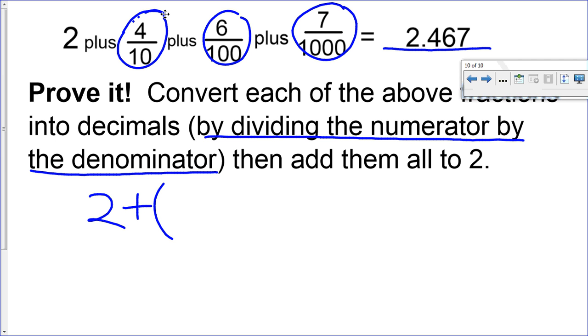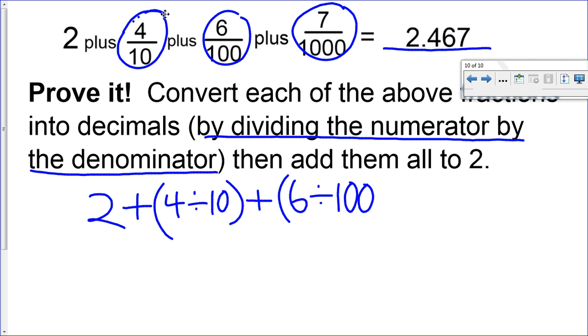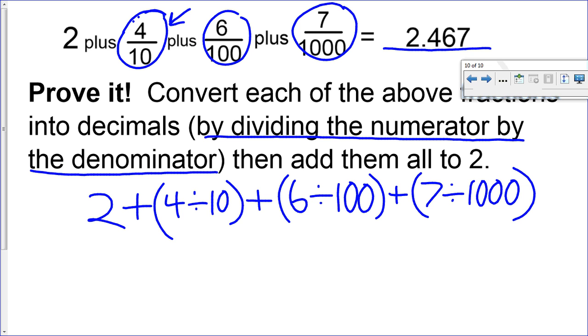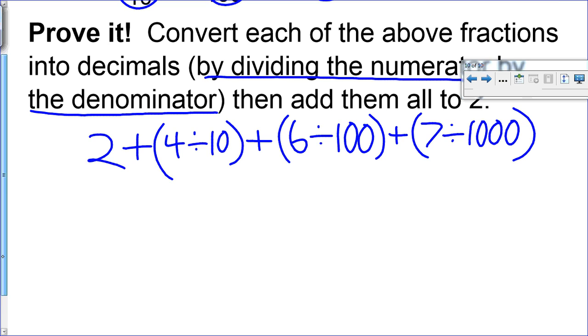So we come up with the following. Now you can use a calculator. I would challenge you to pause this and convert each of these fractions to a decimal. Use a calculator if you need to. You can do it by hand. Either way, fine with me.